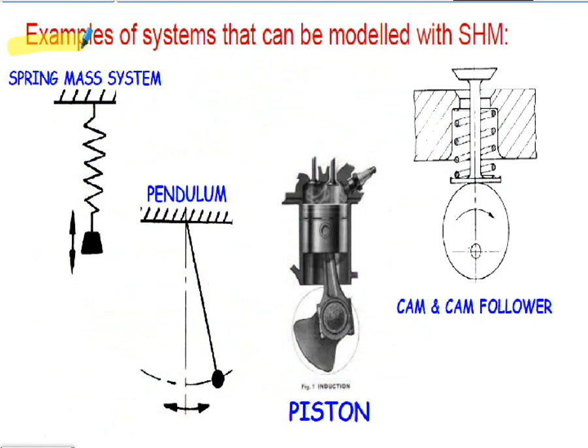Here are some examples of systems that can be modelled using simple harmonic motion, SHM, and using the sine and cosine functions: a mass spring system, a pendulum, a reciprocating piston engine, and a cam follower. All can be modelled with trigonometric waveforms.